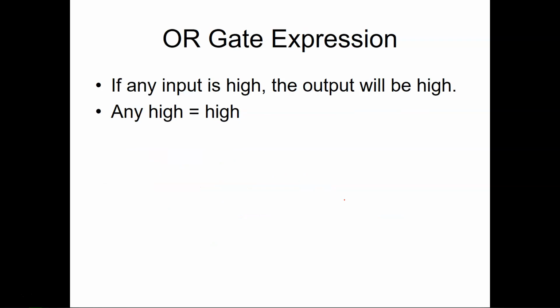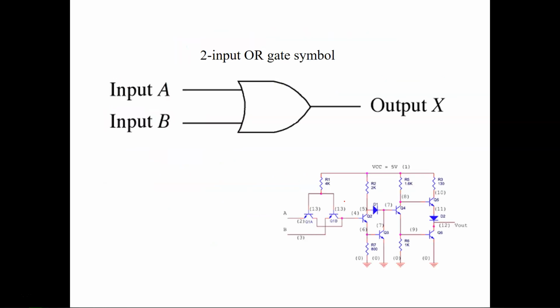If any input is high, the output will be high. Any high is equal high. So with OR, anytime I put a signal at either A or B, I will get an output signal.